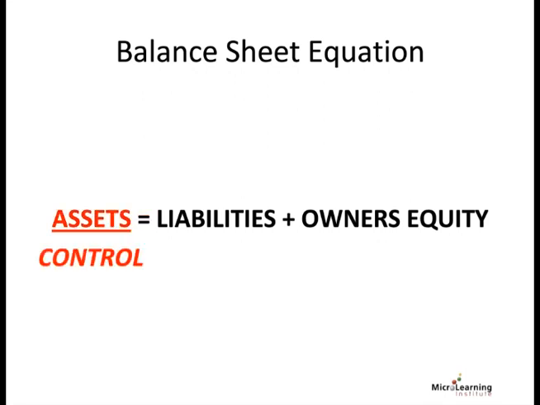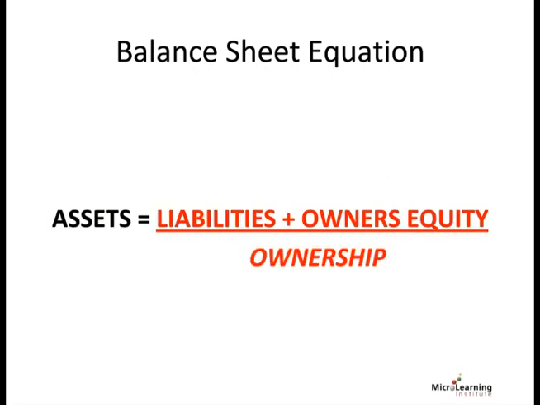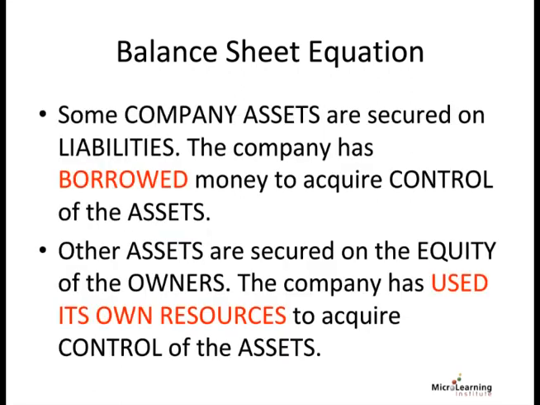The asset side of the balance sheet refers to the assets that the company controls. The liabilities and owner's equity side of the balance sheet provide details on the ownership of the assets. Some company assets are secured on liabilities. The company has borrowed money to acquire control of the assets. Other assets are secured on the equity of the owners. This means these assets are owned by the owners.